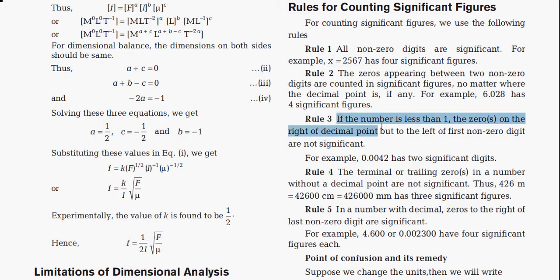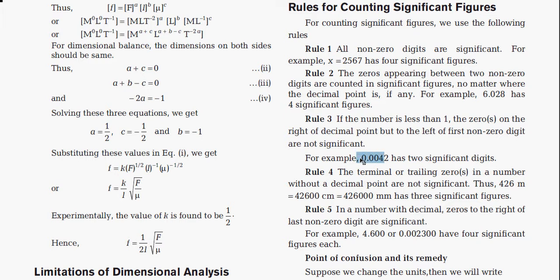If the number is less than 1, the zeros on the right of the decimal point but on the left of the first non-zero digit are non-significant. What I'm trying to explain: let's say the number is less than 1, like 0.0042, which is less than 1. The zeros to the right of the decimal point but to the left of the first non-zero digit are non-significant, meaning before this 4, all the zeros will be non-significant.